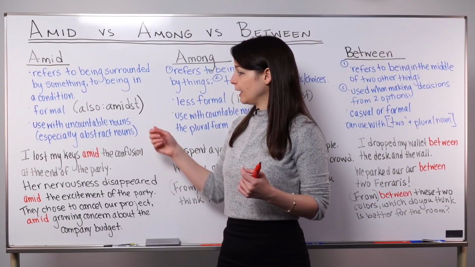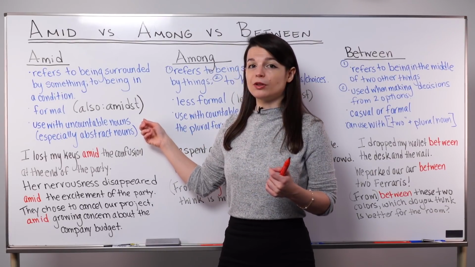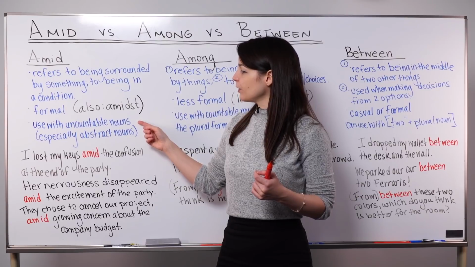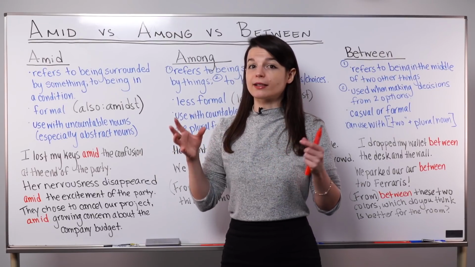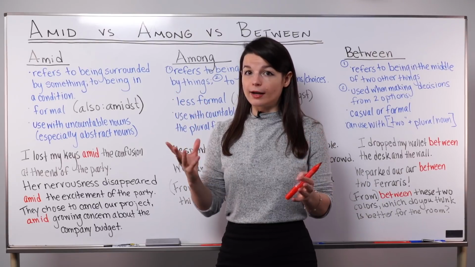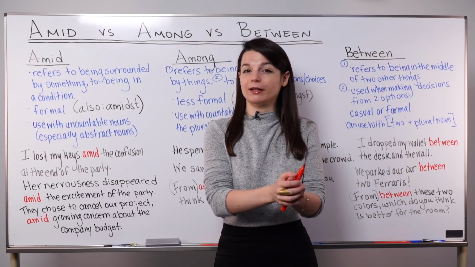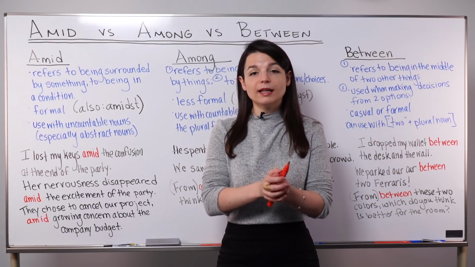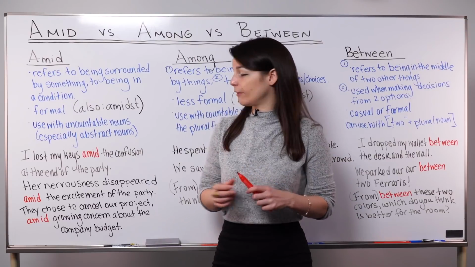We use amid then with uncountable nouns, and these uncountable nouns are often abstract nouns. So they're often like an idea or a concept instead of an object specifically. So let's take a look at a few examples of this.